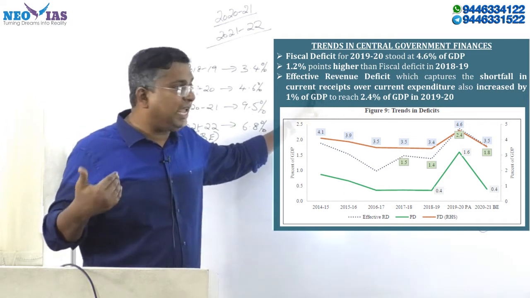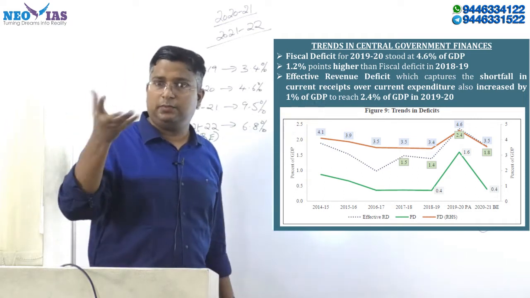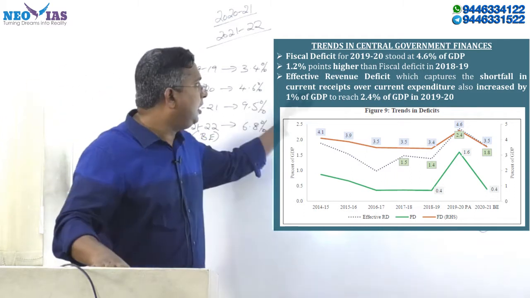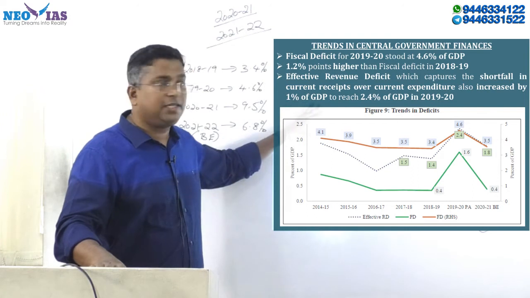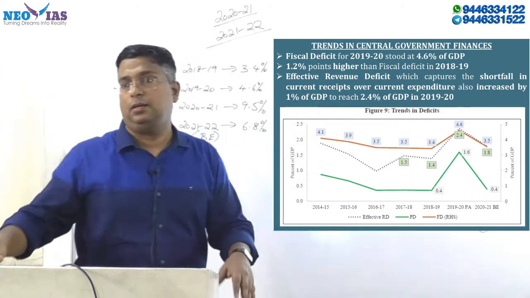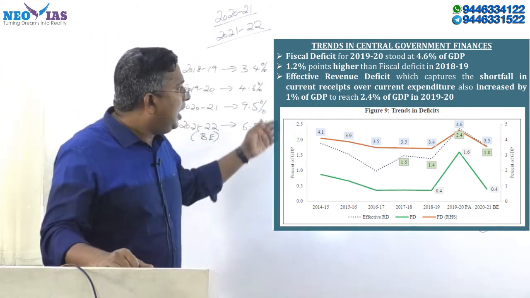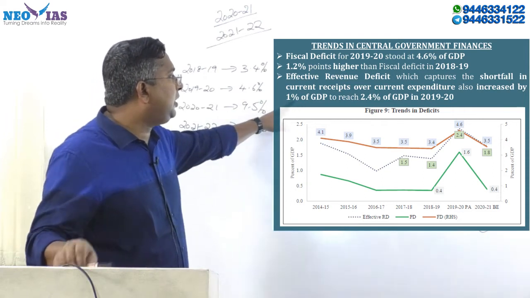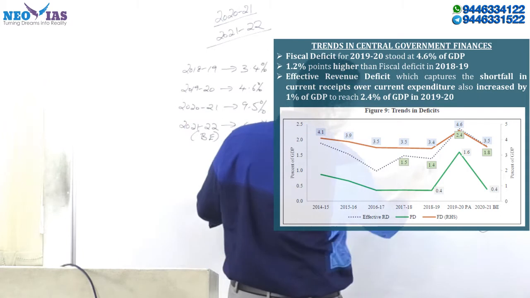Effective revenue deficit captures the shortfall, the difference between expenditure and receipts. But what have they used? Shortfall in current receipts over current expenditure. And so it also increased by 1%. So regarding effective GDP, okay, so this is effective GDP.